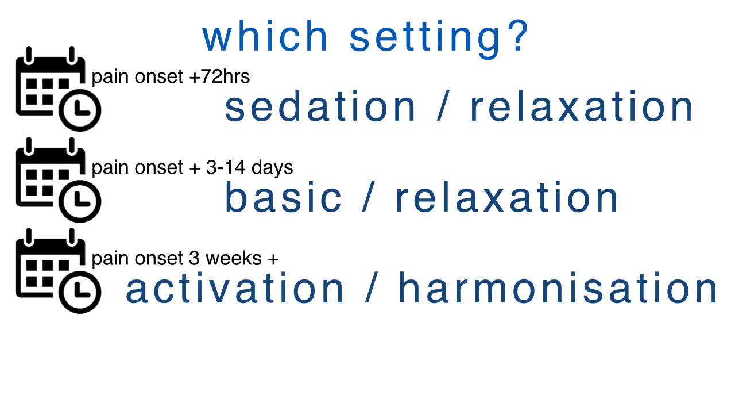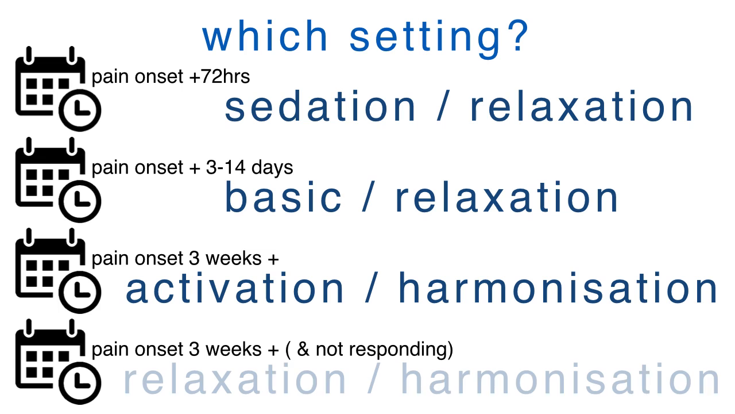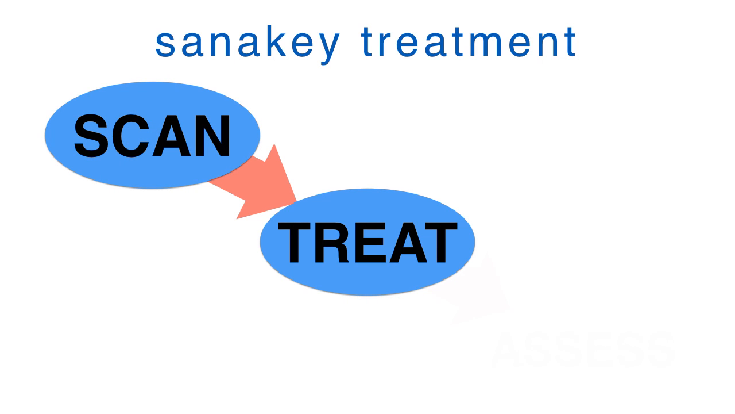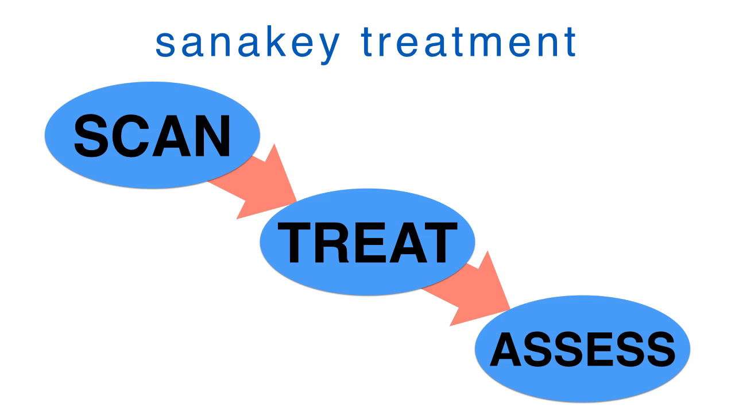Chronic headaches, we're looking at using activation and harmonization. And headaches that don't respond to treatment, if they are simple headaches, obviously if in doubt, go and see your health professional. But relaxation and harmonization for those headaches that don't respond to the treatments that we've put out there before. So have a look at those. If these don't work, just change to another setting. All right, so sanakey treatment. The 3 main steps that we use: scan for key points, treat those key points, and assess the treatment.